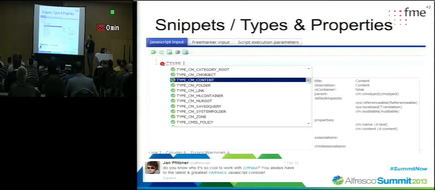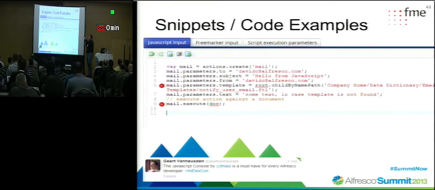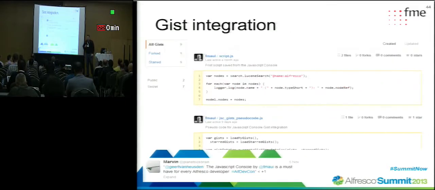Another feature is the snippets. Here we have support for something like the Java interfaces for the properties, types, and aspects, and you can enter it with as type, theme, content, and so on. And another use case for the snippets is we have examples. Like this is the mail example. If you just enter xmail, you get the script example for writing mail actions.